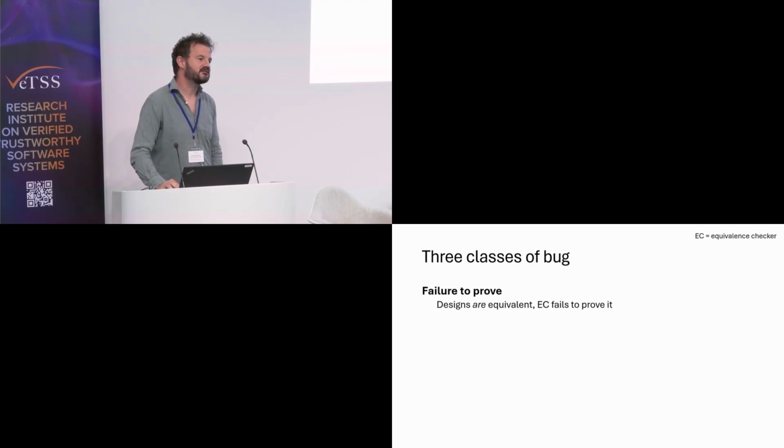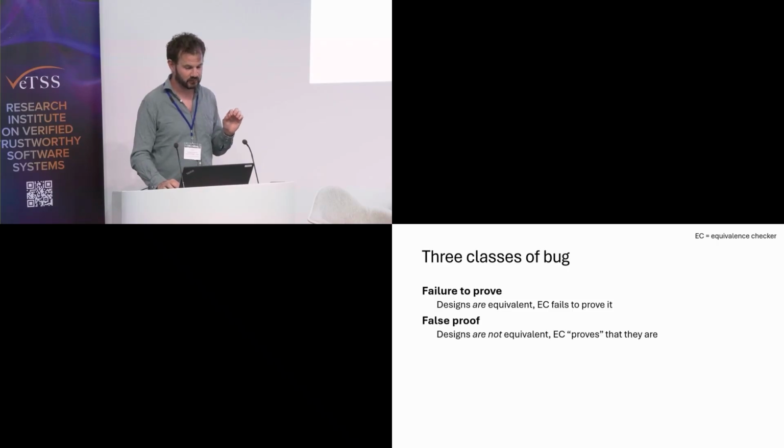And there are various classes of bugs that can affect their reliability. One class of bugs is failure to prove bugs, where you've got two designs that are equivalent, but the equivalence checker says they're not equivalent. It's not just that it says, I don't know, it actually says they're not equivalent. That's a failure to prove.